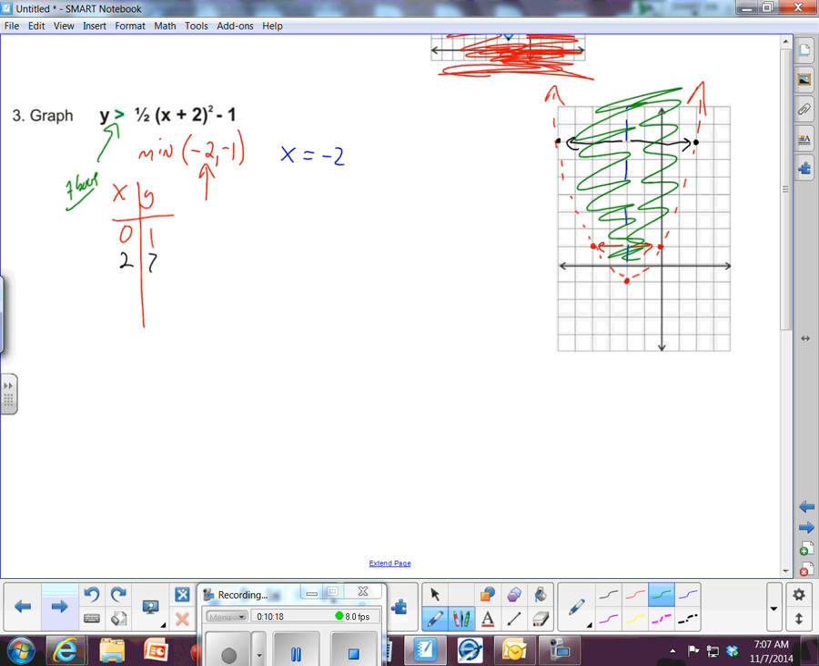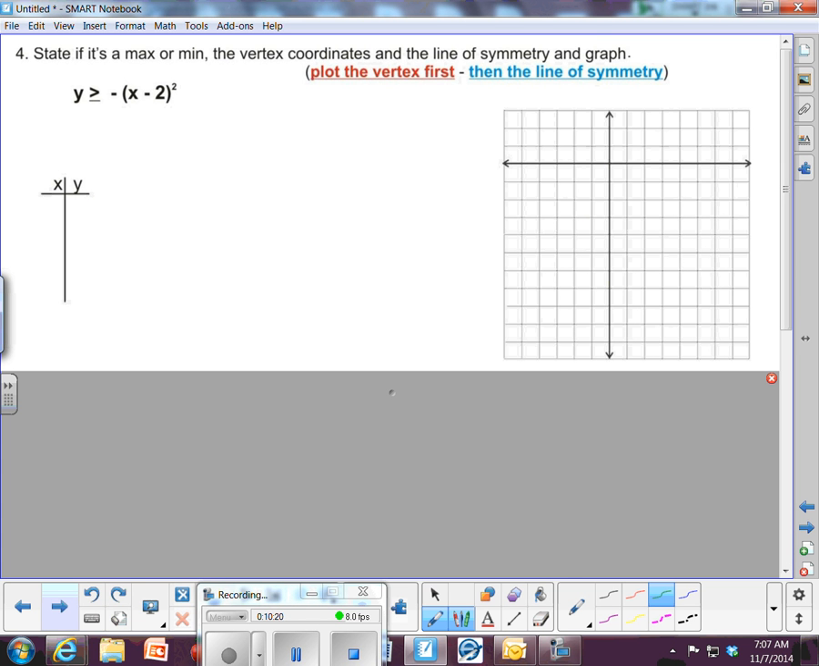All right, turn the back of your sheet here. Let's do number 4. All right, so I asked you to state if it's a max or min, the vertex coordinates, the line of symmetry, and then graph. And of course, we're plotting the vertex first, right? And then the line of symmetry. Okay, so pause it if you want to do it on your own.